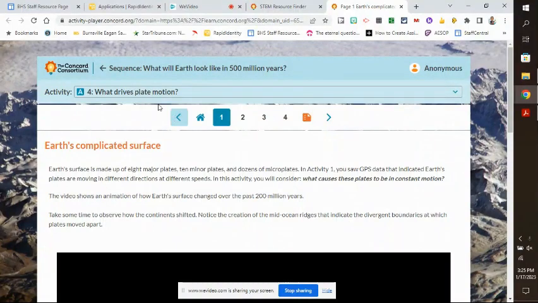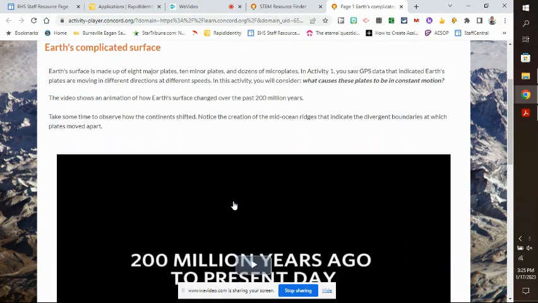So what we're looking at here is what drives plate motion. Earth's surface is made up of 8 major plates, 10 minor plates, and dozens of microplates. In Activity 1, you saw GPS data that indicated plates are moving in different directions and at different speeds. So what causes these plates to move?